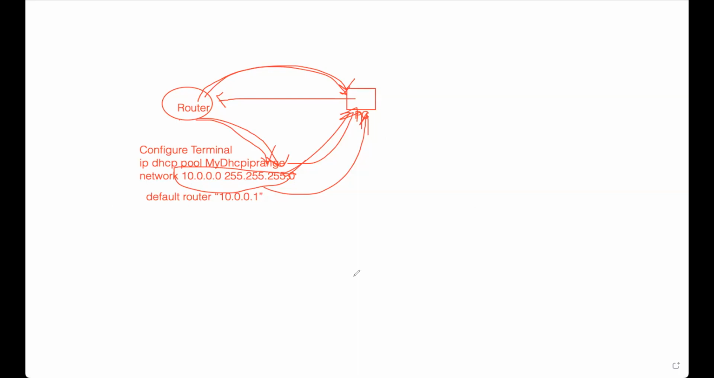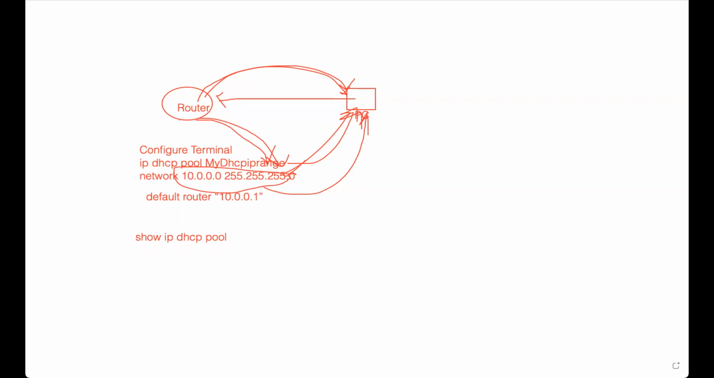What else? We can check using show ip dhcp pool. That will give me the pool configuration that I configured. What is the range of IP addresses that I configured on the router? That is a show command to validate how I can see it.